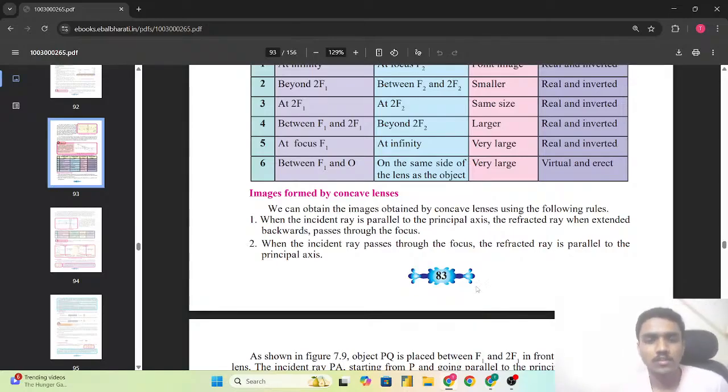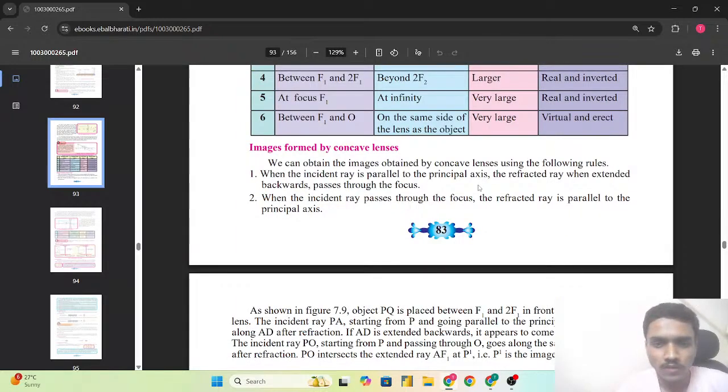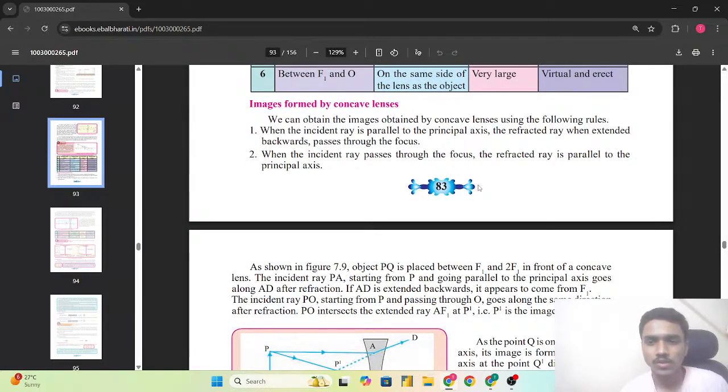Hello everyone. Up to now, we have seen the images formed by the convex lenses. Now, by the concave lenses, we can obtain the images using the following rules. When the incident ray is parallel to the principal axis, the refracted ray, when extended backwards, passes through the focus. This is one rule we have studied, and when the incident ray passes through the focus, the refracted ray is parallel to the principal axis.